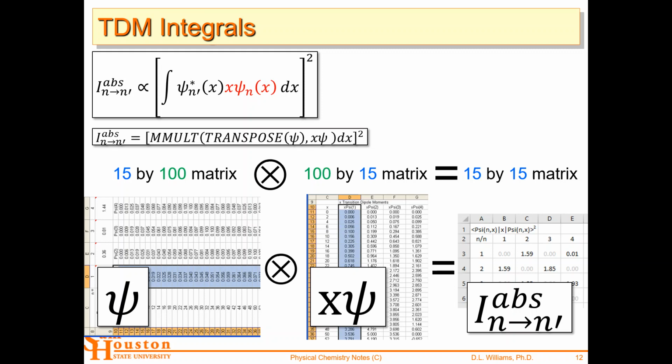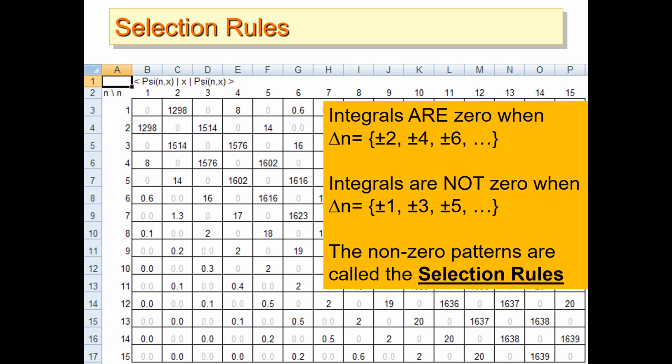Okay. And we get the intensity of those absorbance transitions for each n going to n prime. So transitions between n. And we see this selection rule. So you see this pattern emerge where the non-zero cells are at odd jumps. So n going up by 1, 3, 5, 7, etc.